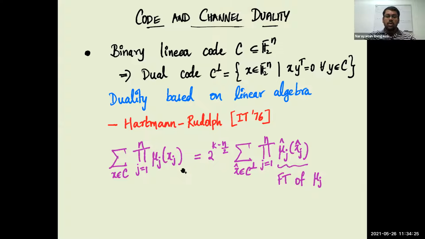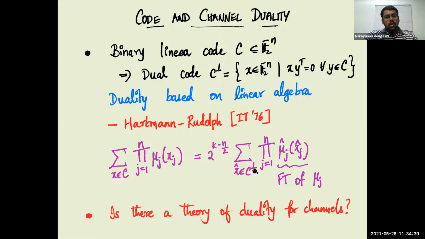In fact, the MacWilliams identity on weight enumerators can be derived using this identity. Basically, an indicator function over the code transforms into the indicator function of the dual code, scaled by the parameters of the code. This duality is very useful, and now we want to investigate if there is any kind of duality that is also true for channels.